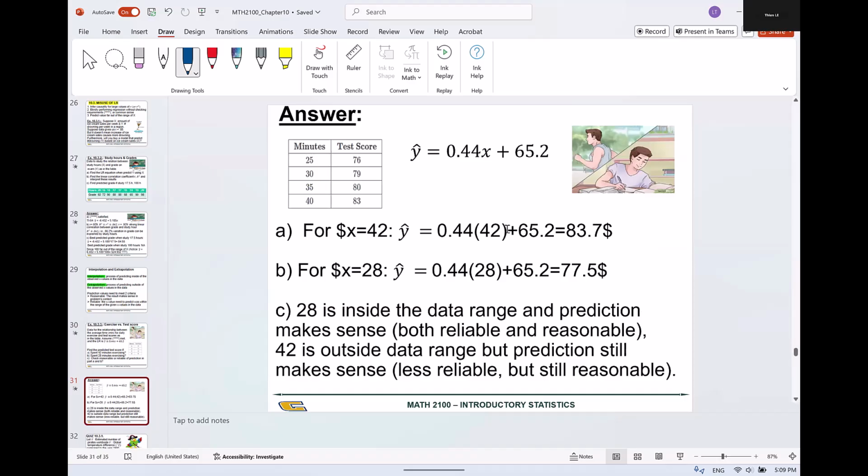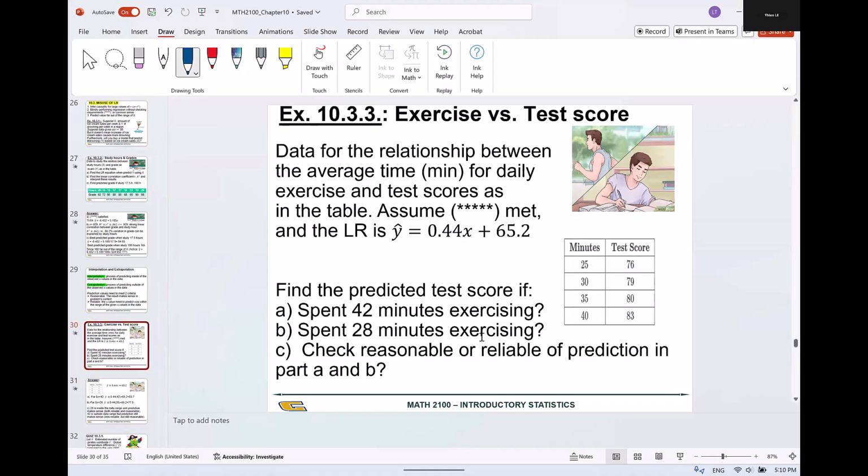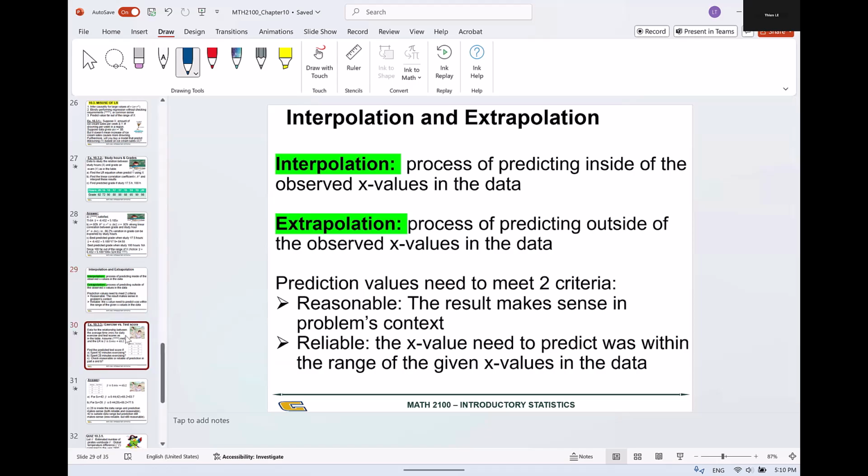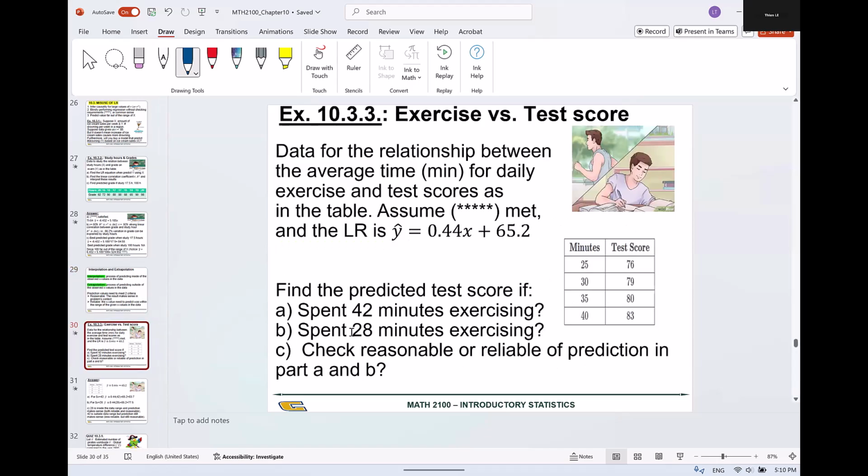So you plug in the 42 minutes of exercise, and you get the test score, 83.7. And you plug in the 28 minutes, which belongs to the range, and then you get a test score here. So you can predict the test score for the 42 minutes and 28 minutes. The 28 is interpolation, and the 42 here is extrapolation. Okay, extrapolation. You predict outside the range, but only slightly outside. It's not a really bad thing, right?